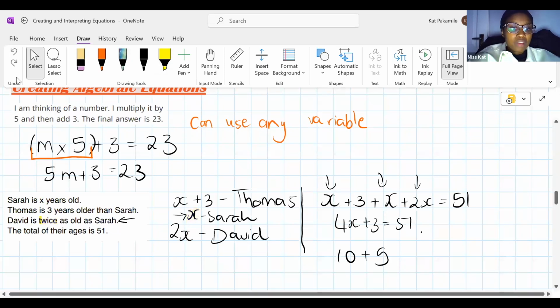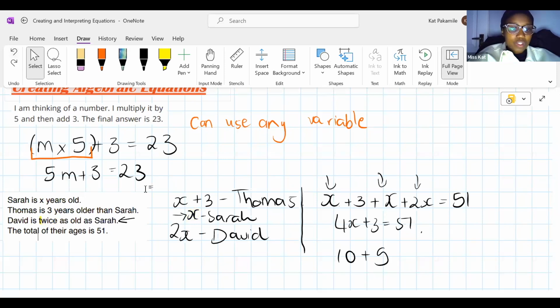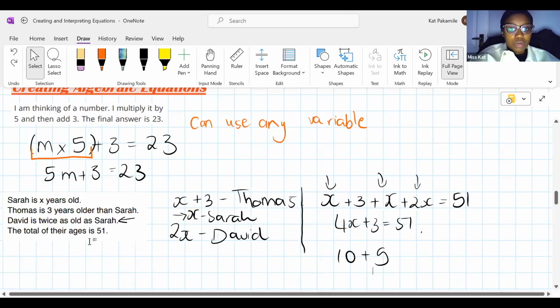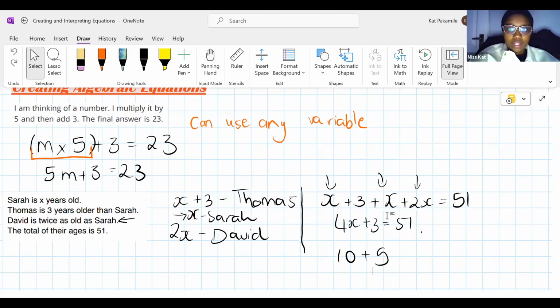And then if anyone else is still lost, the last line is the total of their ages is 51, which means you need to add their ages and get to 51.